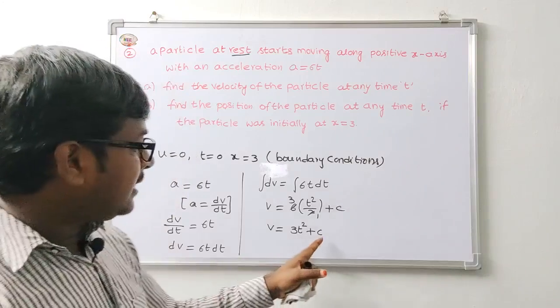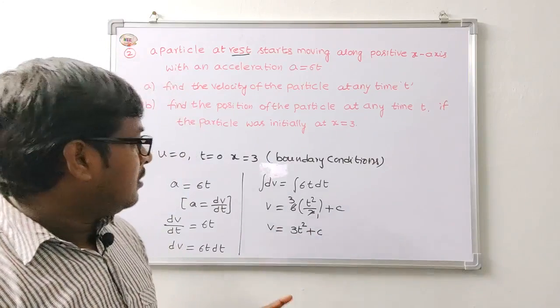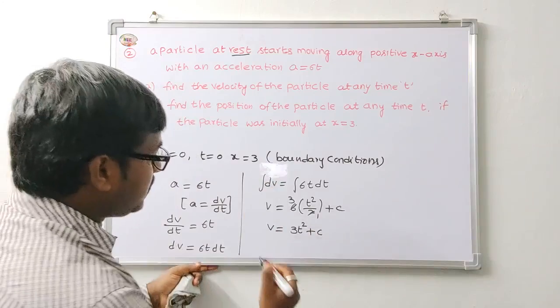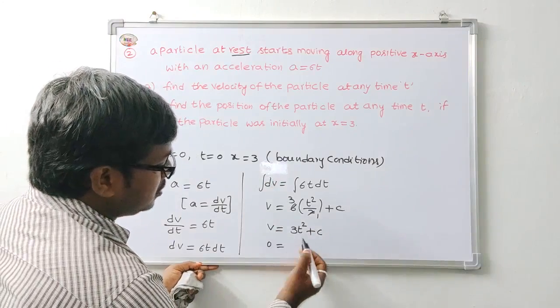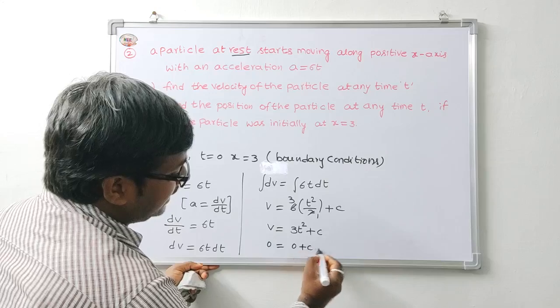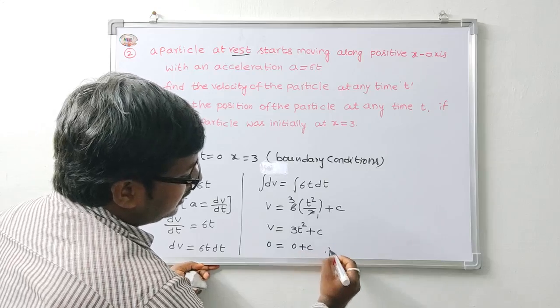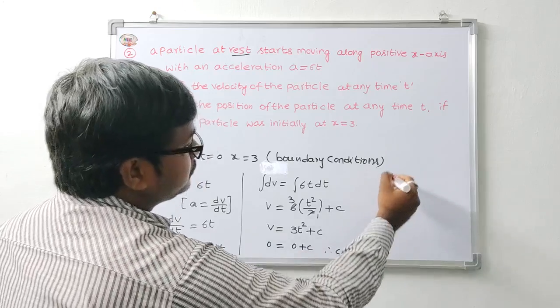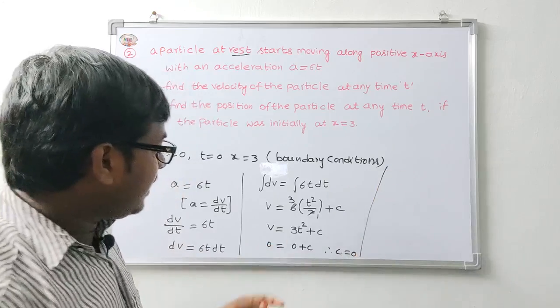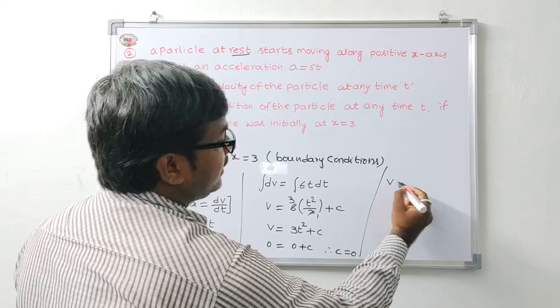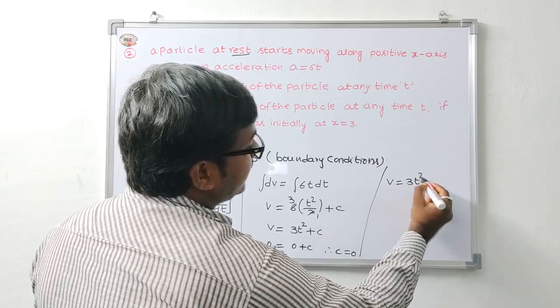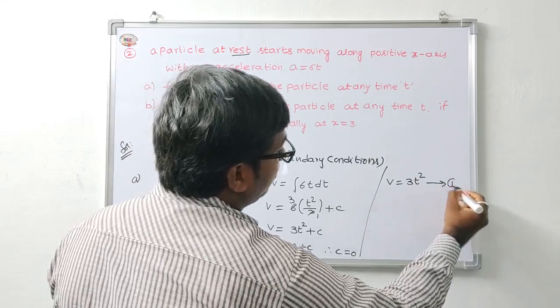Now we will find the value of c. The particle is at rest, so v = 0 at time t = 0. Then 0 = 0 + c, therefore c = 0. And the velocity of the particle is v = 3t squared. This is equation number 1.